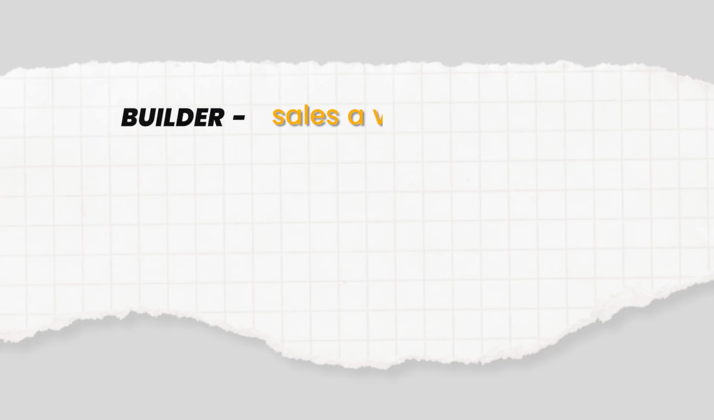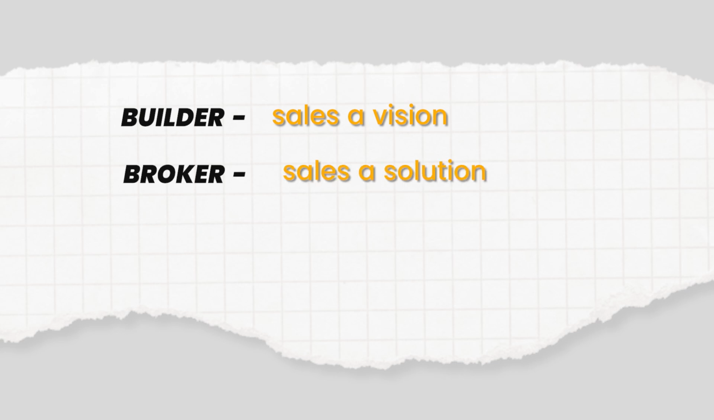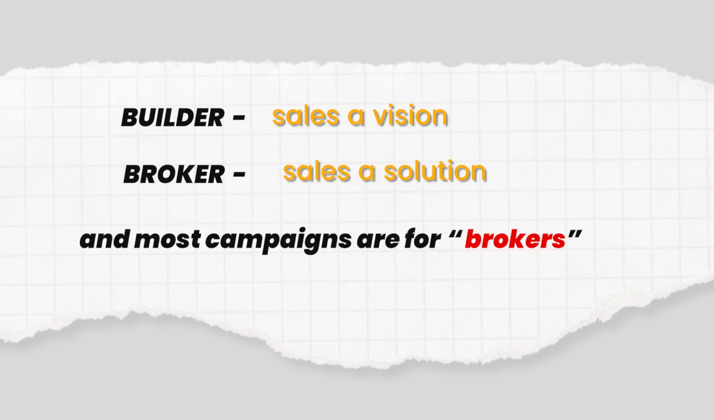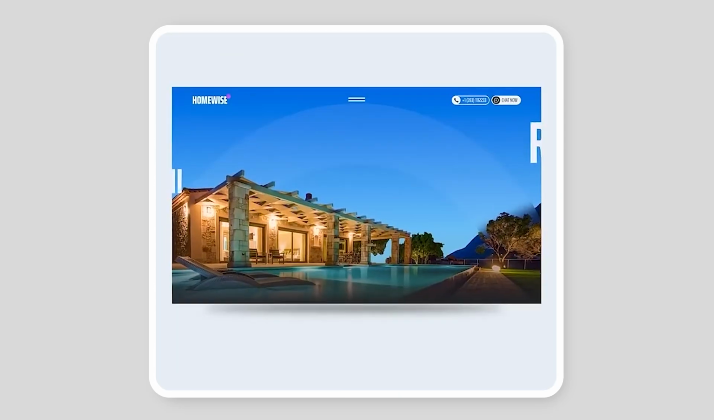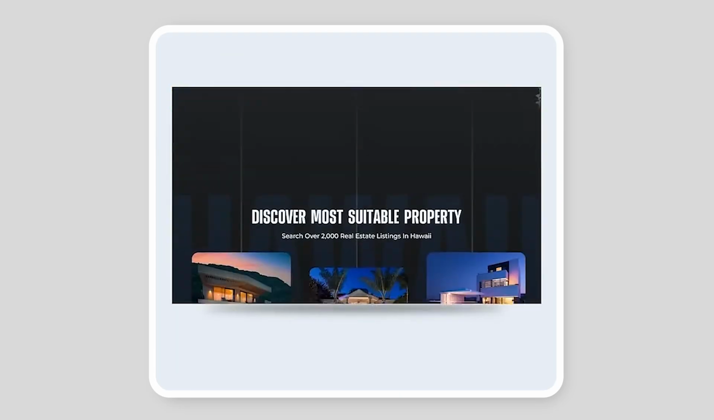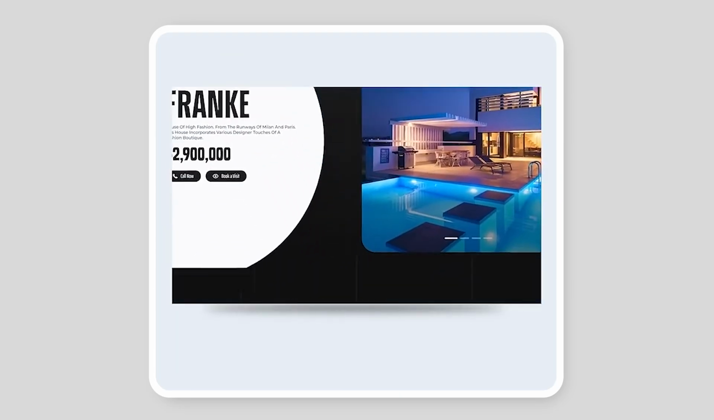To succeed, you must understand whether you're working with a builder or a broker. Builders sell a vision, brokers sell a solution, and most campaigns are for brokers. They often create landing pages for specific projects like Skyline Residences and bid on project name keywords. This is a hot strategy because these searches come from buyers already deep in the funnel.